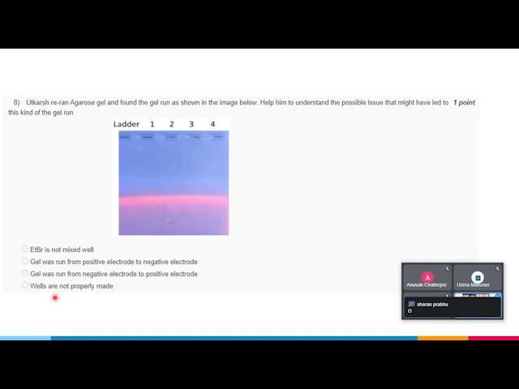Sharon says it is D. Wells are not properly made. So you are correct, Sharon. The option is D. The wells are not properly made.